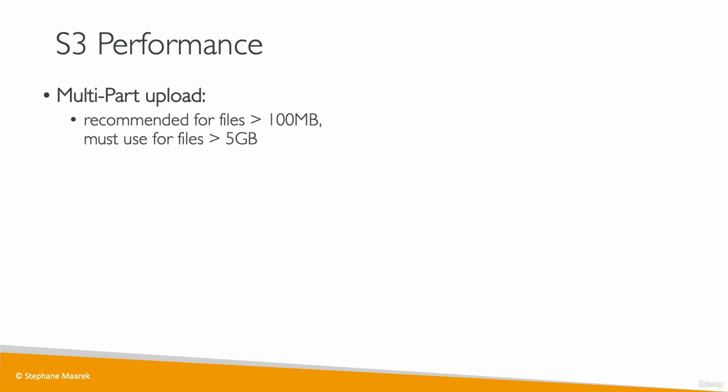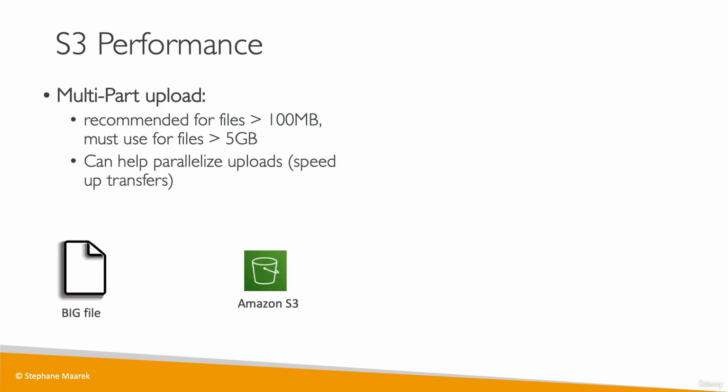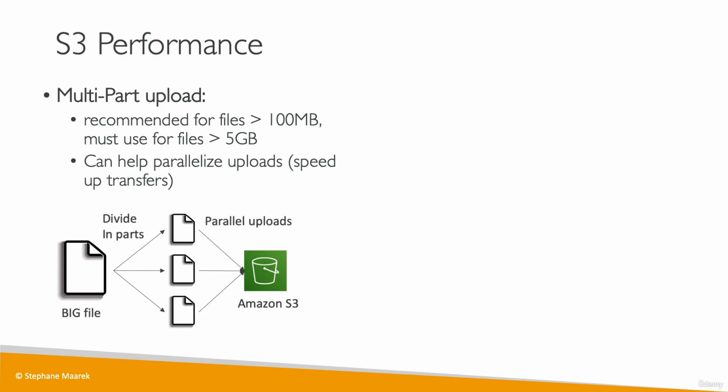And what multi-part upload does is that it parallelizes uploads, and that will help us speed up the transfers to maximize the bandwidth. So as a diagram, it always makes more sense. So we have a big file, and we want to upload that file into Amazon S3. We will divide it in parts, so smaller chunks of that file, and each of these parts will be uploaded in parallel to Amazon S3. In Amazon S3, once all the parts have been uploaded, it's smart enough to put them together back into the big file. Okay, very important.